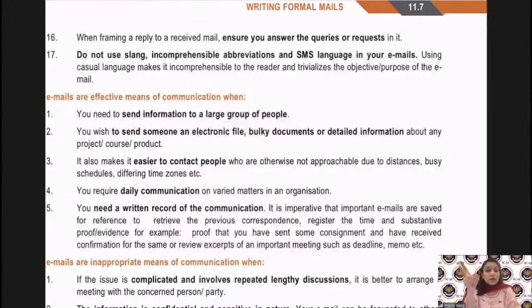Do not use slang, incomprehensible abbreviations, or SMS language. No casual language. Am I clear? Are we clear till here?